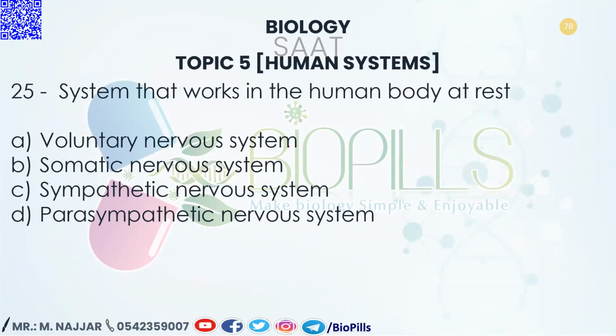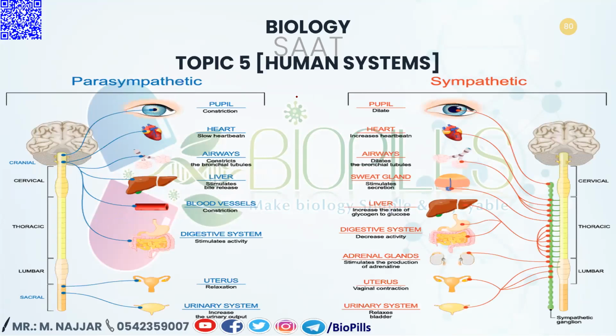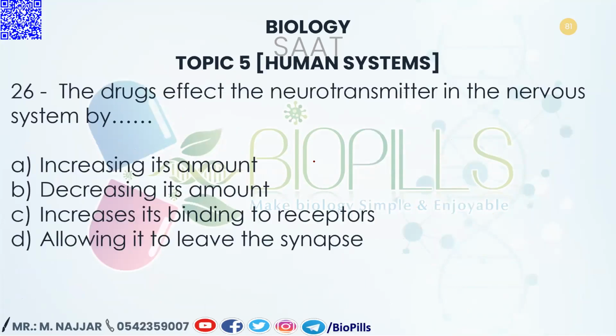Question number 25. Which system works in the human body at rest? A. Voluntary nervous. B. Somatic. C. Sympathetic. D. Parasympathetic. The correct answer is D, the parasympathetic nervous system. And here is the explanation, the same thing: the comparison between the sympathetic and the parasympathetic nervous system.